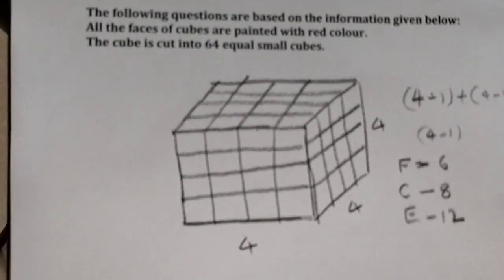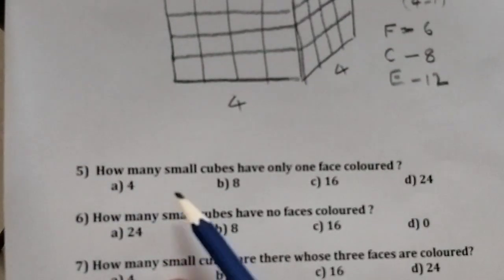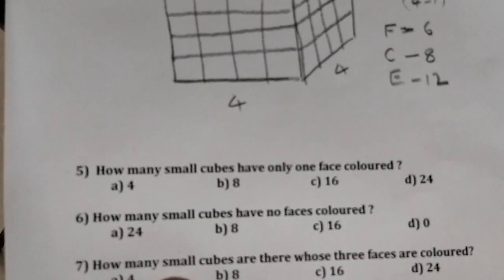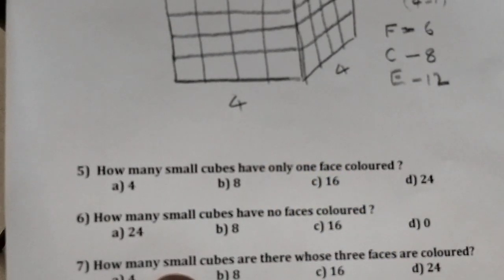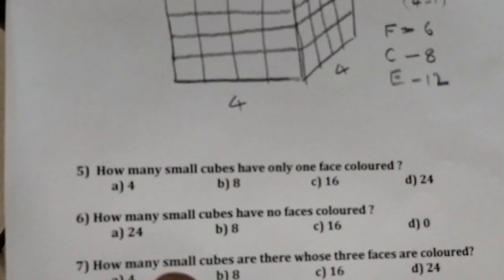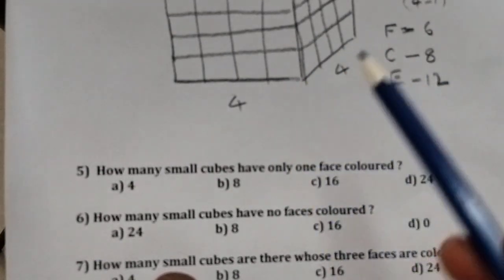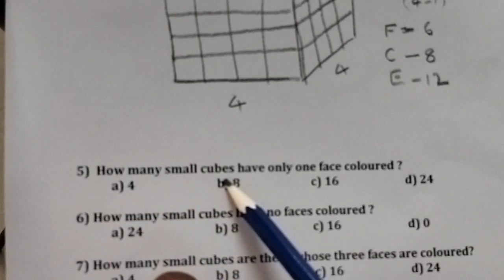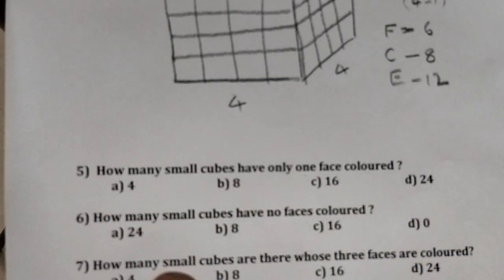Now the question is like this: how many small cubes have only one face color? This is just like a Rubik's cube. Already you played a game with Rubik's. Did you observe that in that Rubik's, different colors are painted on each face, so that is different. But here all faces are colored with the same color.